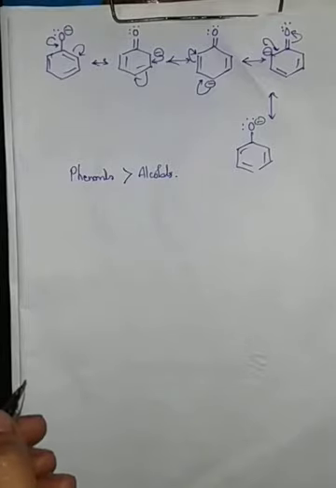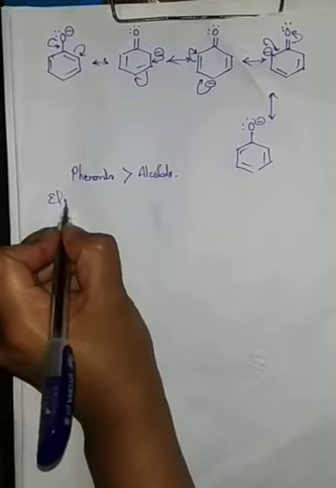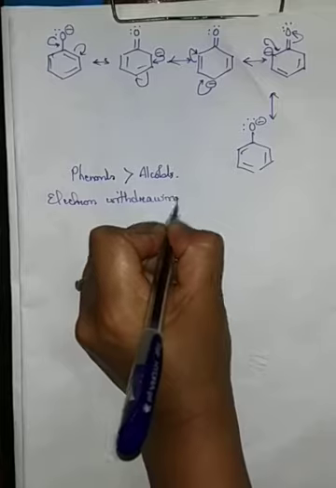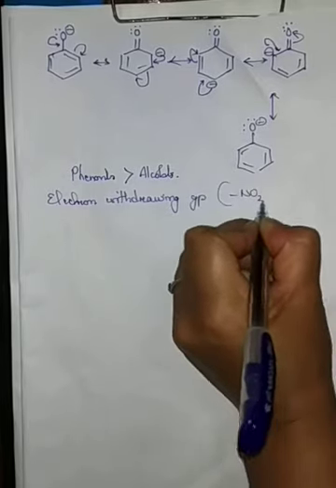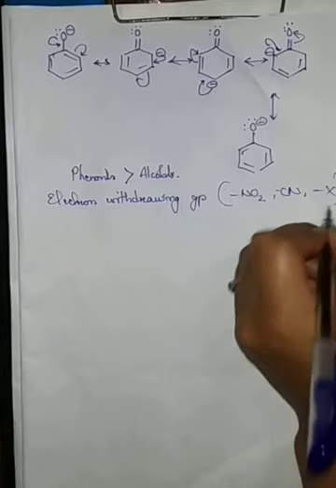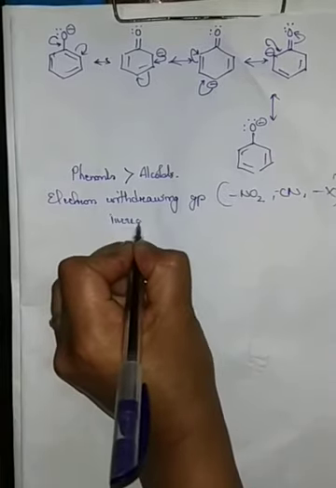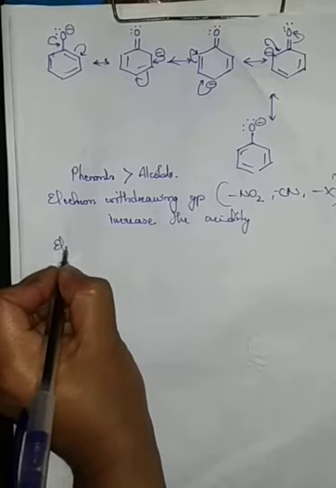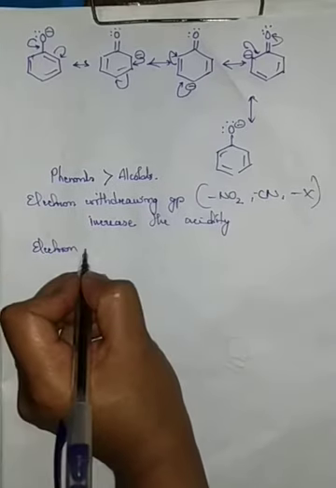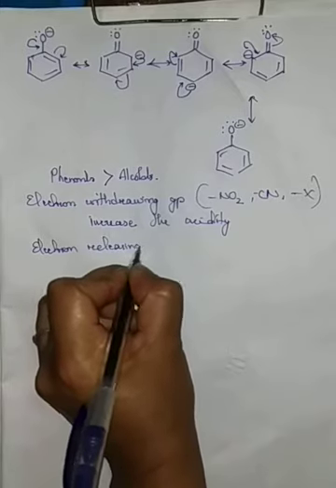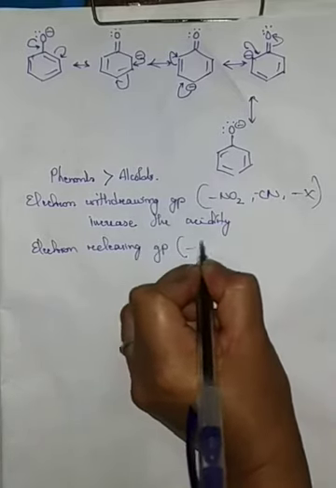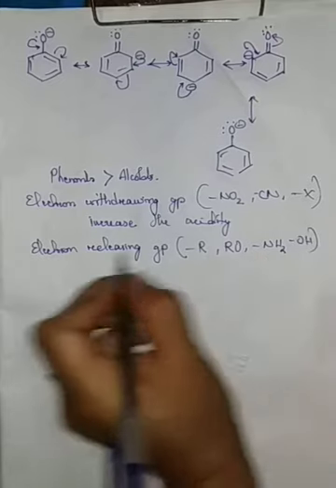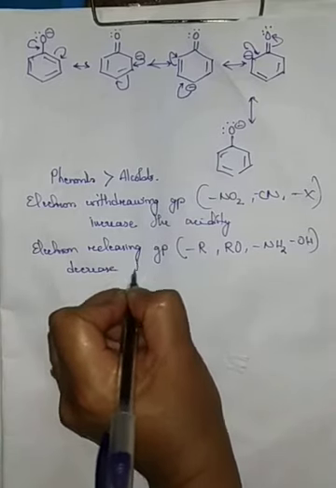Now, electron withdrawing groups, for example the nitro group, the cyano group, and the halogens, will increase the acidity of phenol, whereas electron releasing groups such as the alkyl groups, the alkoxy group, the amino group, and the OH group will decrease the acidity of phenols.